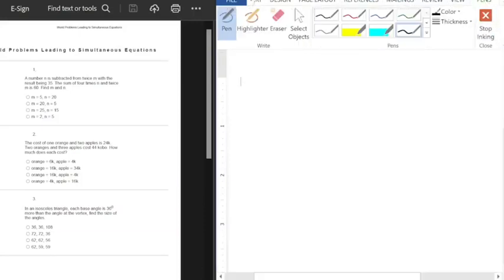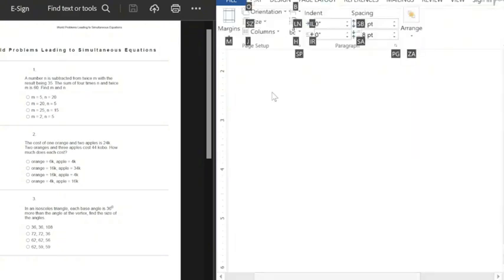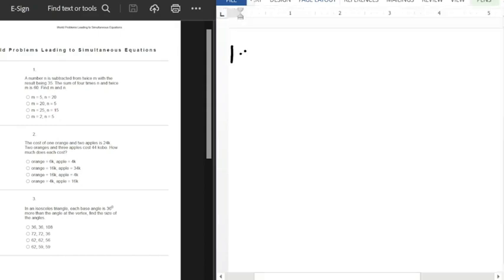So in this class we want to look at the solutions to the test on word problems relating to simultaneous equations. In this, we have about 5 questions we want to solve. Alright, the first question says a number n is subtracted. So you have to be very careful when interpreting this. So that's one thing about it.